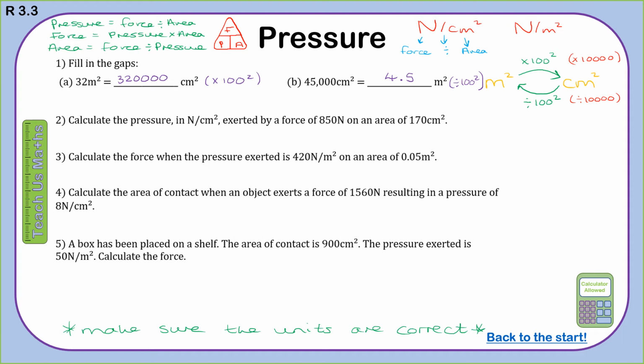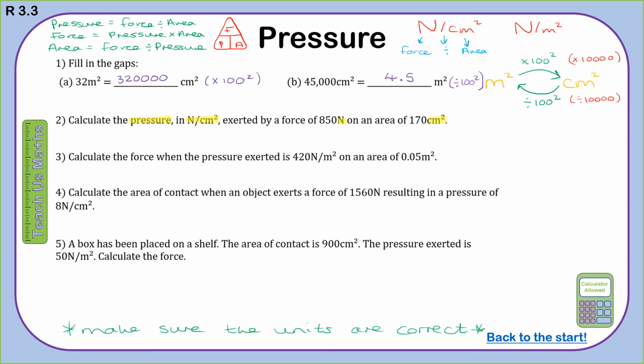Question 2. For question 2, we need to calculate the pressure in newtons per centimetre squared that is exerted by a force of 850 newtons on an area of 170 centimetres squared.